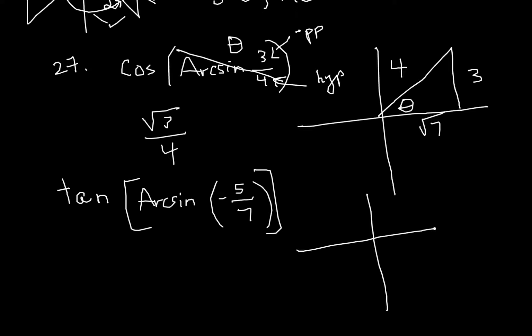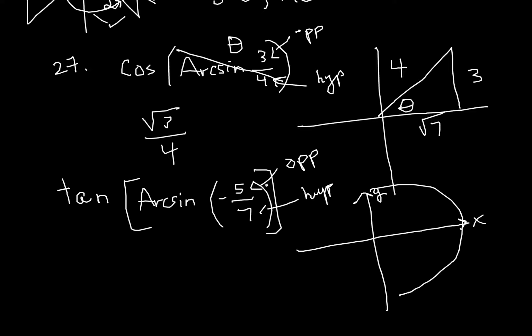You can't have a negative hypotenuse, right? So this is going to be your opposite. This is going to be your hypotenuse. This is tangent, which has to be in these 2 quadrants. Okay, tangent lives in these 2 quadrants. So its opposite has to be negative, so it's going to be down here.